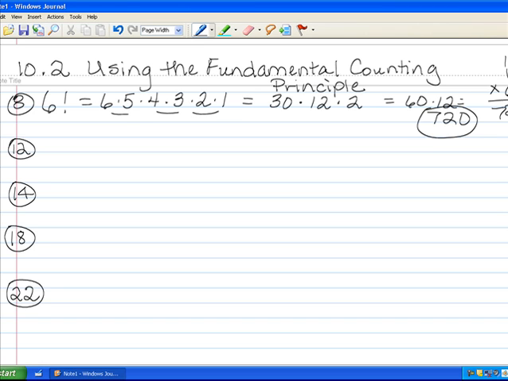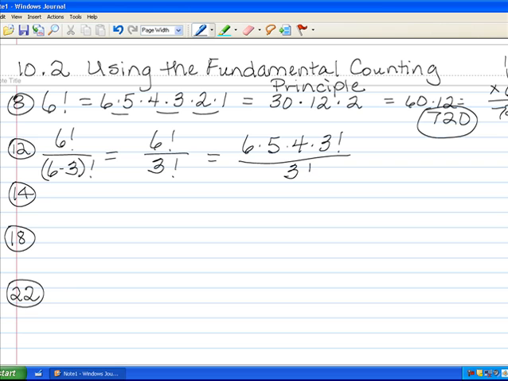Number 12, we have 6 factorial over 6 minus 3 factorial. If you remember algebra, anything in parentheses should be simplified first. So we're going to simplify 6 minus 3 to a 3. And so that's 6 times 5 times 4 times, and this is my little trick to save me some writing, 3 times 2 times 1 is actually 3 factorial. So I can cross those out. So I have 30 times 4, which is 120.